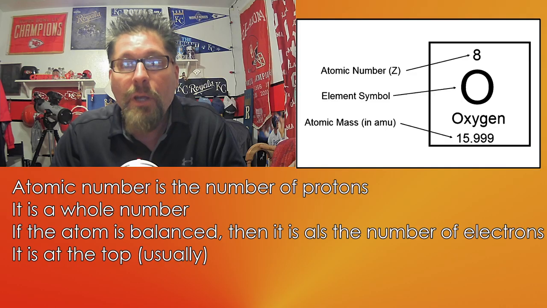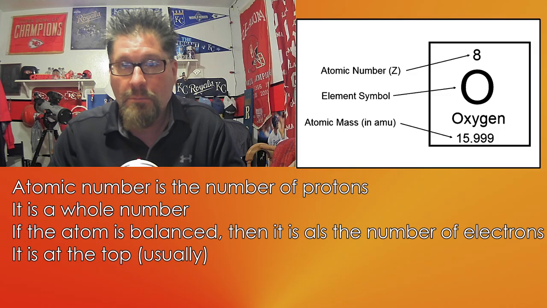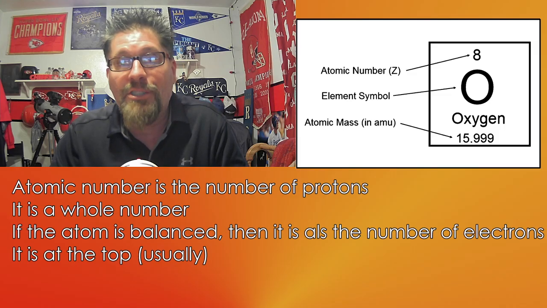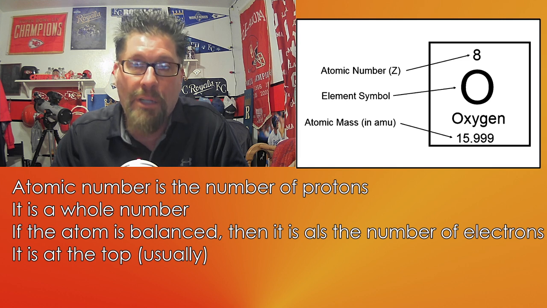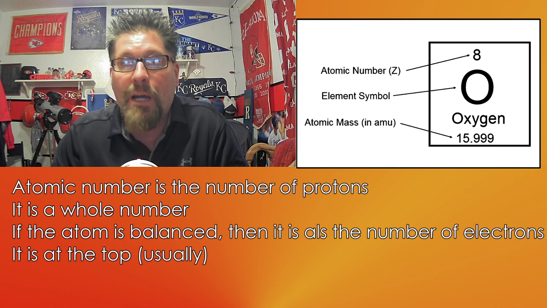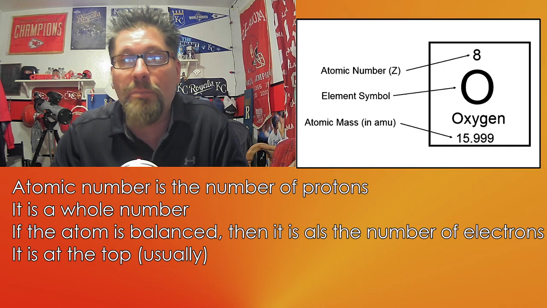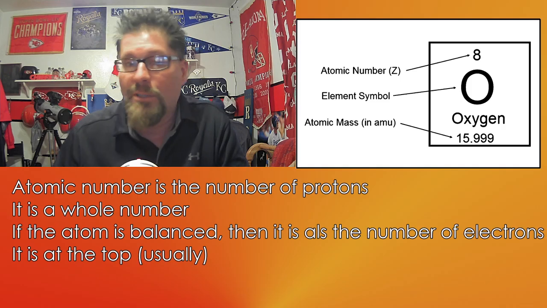Somewhat. If the atom is balanced, meaning it hasn't gone through a bond yet, it's not part of a bond, then the number of electrons is the same as the number of protons. So if you look at the atomic number of a single atom or element that isn't part of a bond, then the atomic number will also identify the number of electrons. But it's usually at the top. I should say, I said usually, sometimes it could be on the side, they could be side by side at some point, but in most traditional periodic tables, the atomic number is at the top.